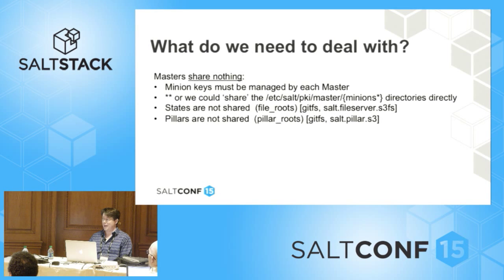I'm a big scaredy cat. There could be some kind of weird race condition that nobody is hitting because not many people do this, and I don't want to be the guy that finds that bug. And it's not really built to run that way. So states aren't shared. Maybe we could use GitFS, or same thing for pillars, or put things in S3.